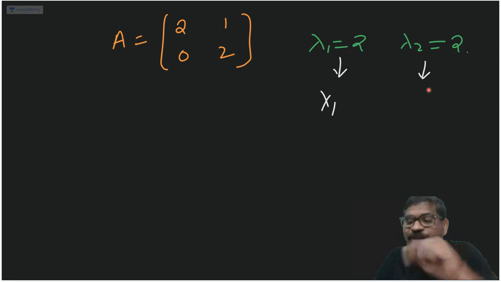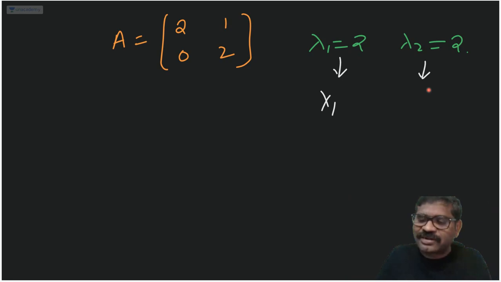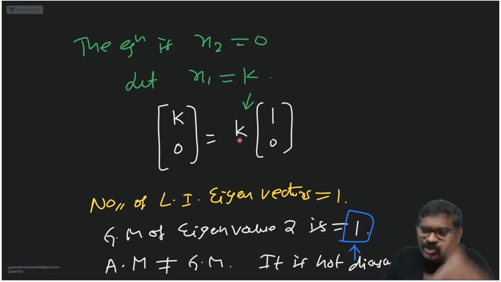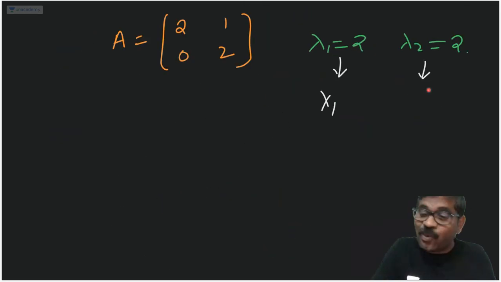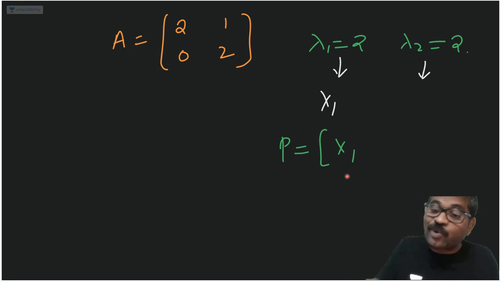If you take dependent, what happened? Sir, how to take dependent? In the place of K, you put 2, you will get 2 0. If you put 3, you will get 3 0. If you put 4, 4 0. Like that, you can generate. If you take dependent, what happened? Model matrix P: X1 is available. X2, you are going to take dependent.